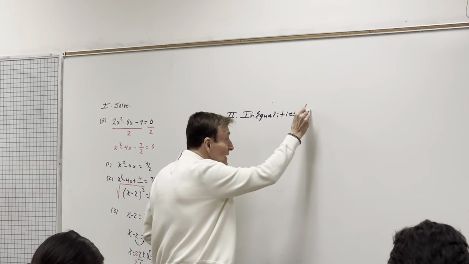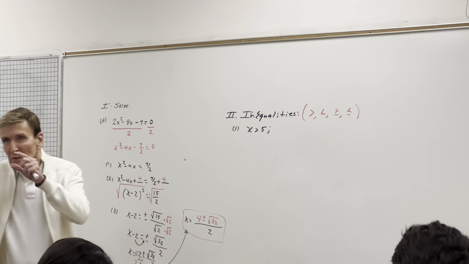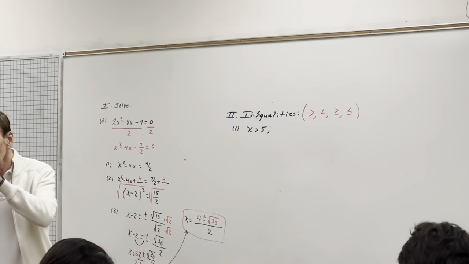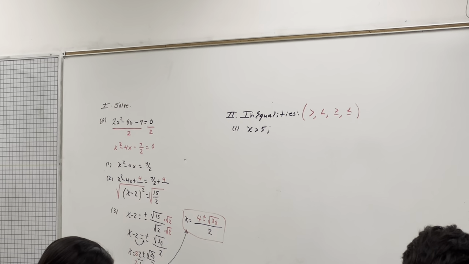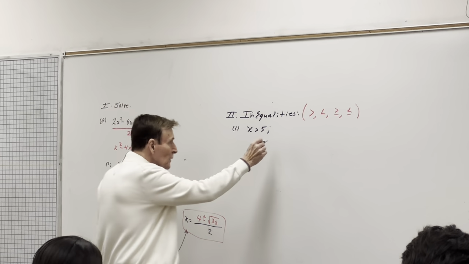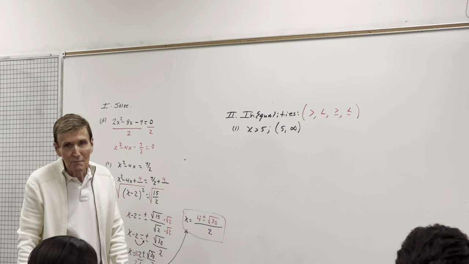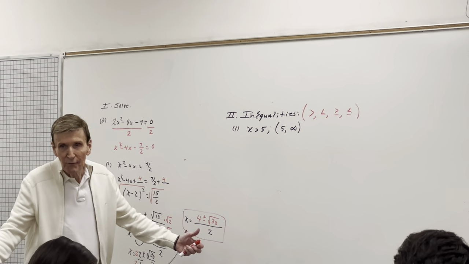X is greater than 5. What would that look like to show someone in so-called interval notation that my solution is everything bigger than 5? We'll start out with 5, and since it goes forever, there's infinity. That's interval notation. That says x is greater than 5. We prefer in mathematics, especially higher mathematics, to write it this way, to say x is greater than 5.